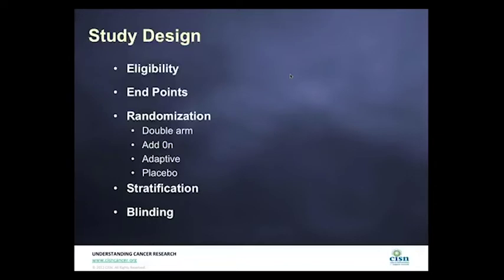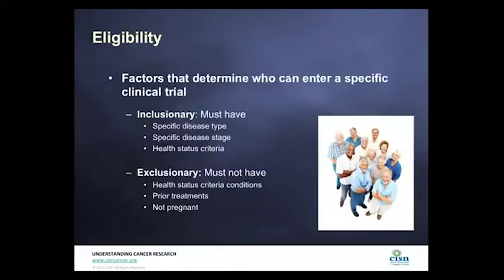So what is eligibility? You hear that term, and what it is actually two things. It's inclusionary, which these are the things you have to have. To get into this study, you have to have a specific disease type, a specific disease stage. You have to meet certain health status criteria, and that could be blood pressure, it could be cholesterol levels. There's usually 40 or 50 things that you have to have met, because what they're trying to do is they're trying to get the groups, the standard care arm and the new agent arm, as close together as possible so that they can really compare what's happening here. So they get everybody as tight and as close as they can.